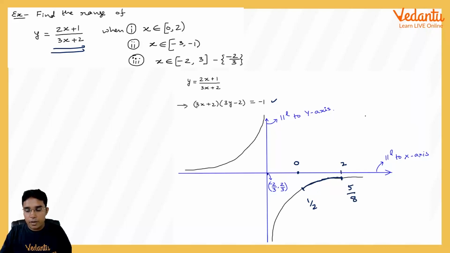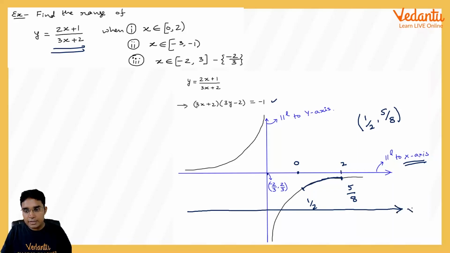So the range would be 1 by 2 comma 5 by 8. Okay, don't get confused that this is below some x-axis. It is not the x-axis, it is parallel to the x-axis. Okay, because this y coordinate is 2 by 3, your x-axis actually will be lying somewhere here. Please understand that. Actual x-axis will be lying somewhere here. This line is corresponding to y is equal to 2 by 3.